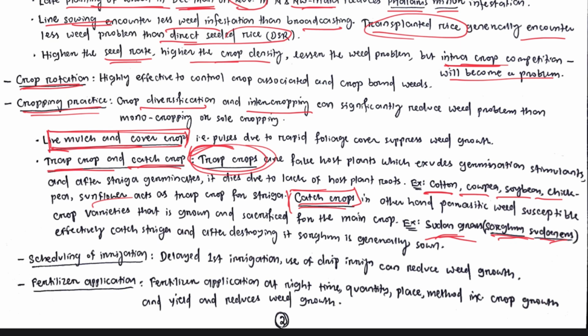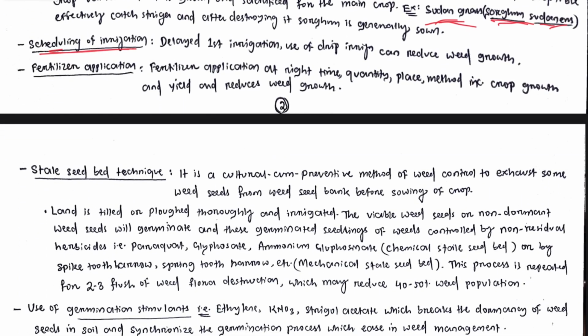Okay, then scheduling of irrigation. Suppose we delay the first irrigation, then it is well evident that the weed population will be less, because weed seeds cannot germinate in dry condition.